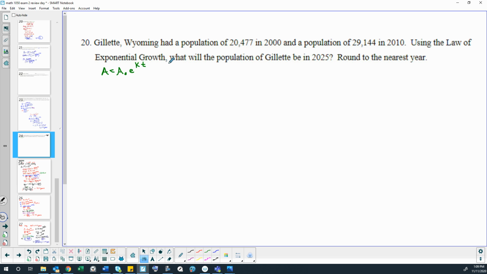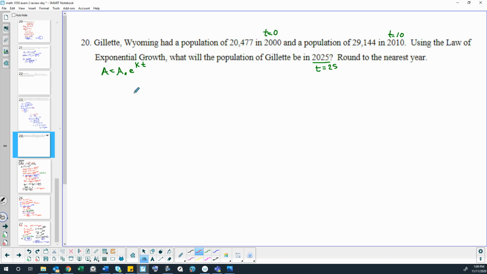So we have two things happening here. We need to find k, and then we need to answer the question for 2025. We're going to say that t equals 0 at the year 2000, which means at the year 2010, time equals 10. And therefore, for our final problem, t will equal 25 at the year 2025. So let's start by creating an equation and finding k.